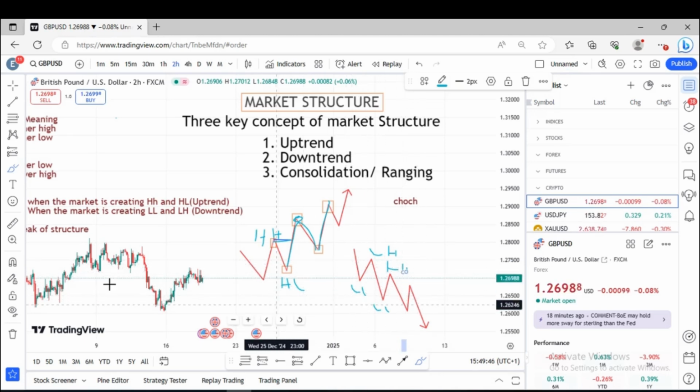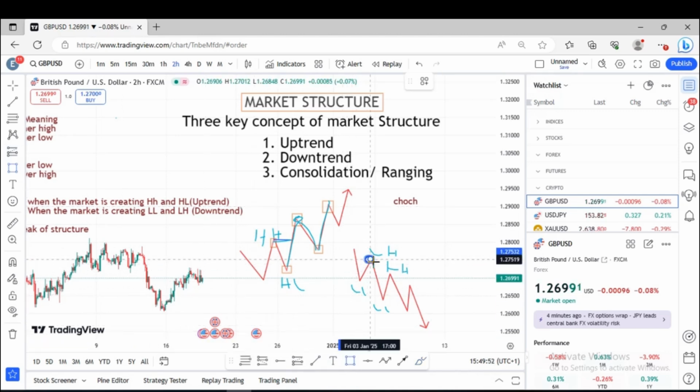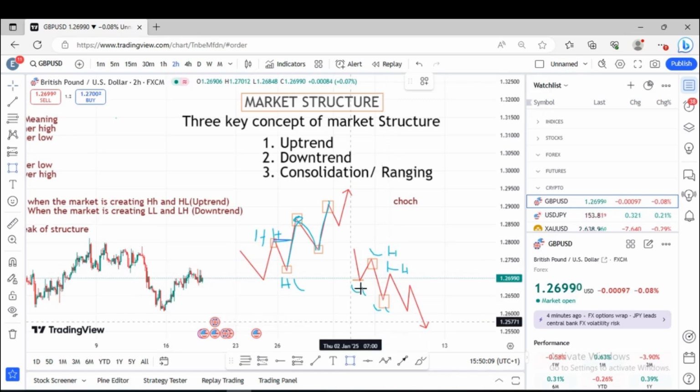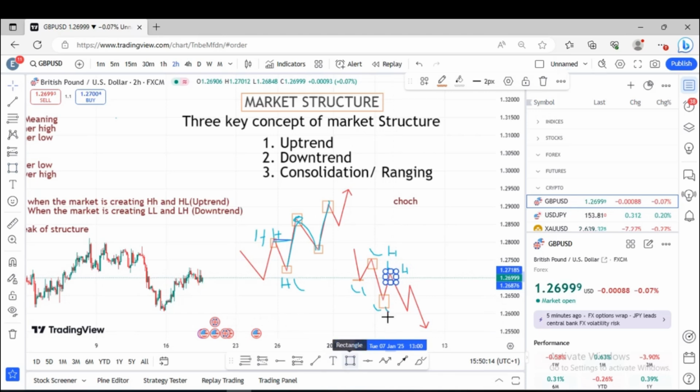So at this point, here is the lower high. Here is the lower low. Here is another lower low. Here is another lower low. Here is another lower low.